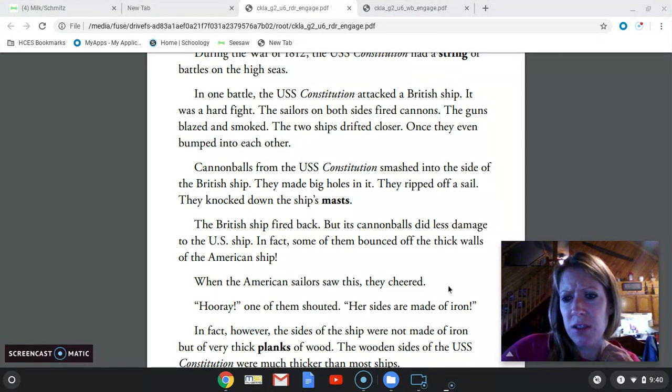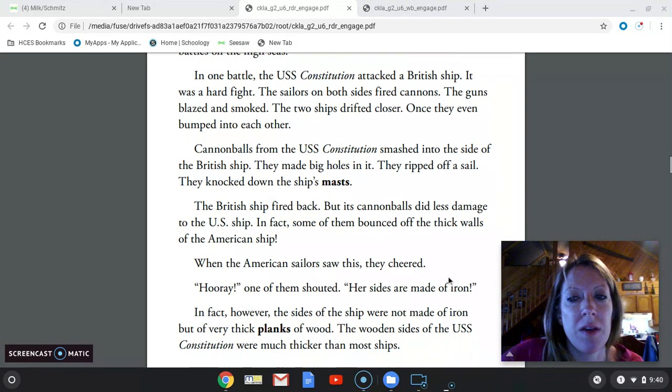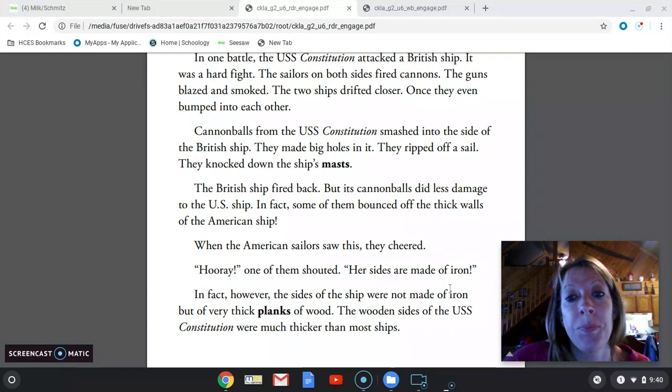Was the side really made of iron, though? Who remembers? If you remember, it wasn't. It got the nickname that had iron in it, but its sides were actually made of wood. That's what we're going to read about next.